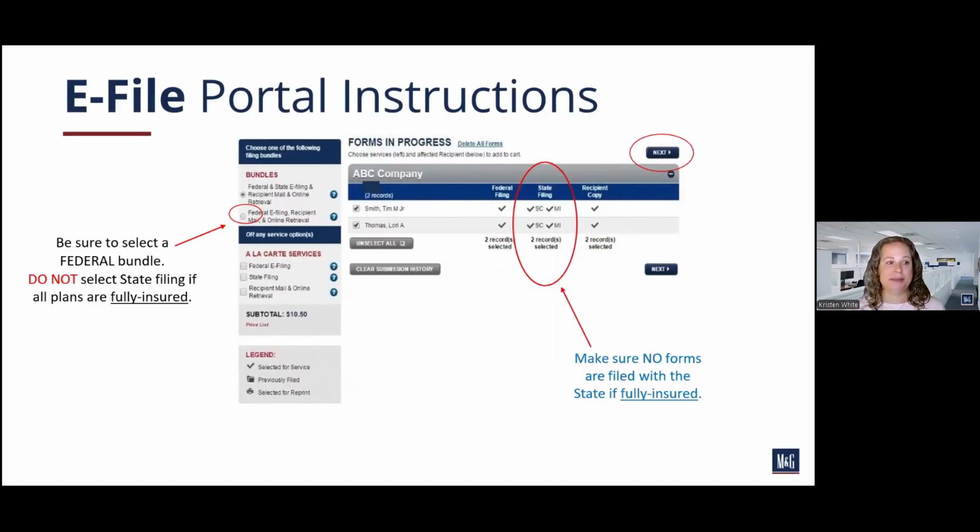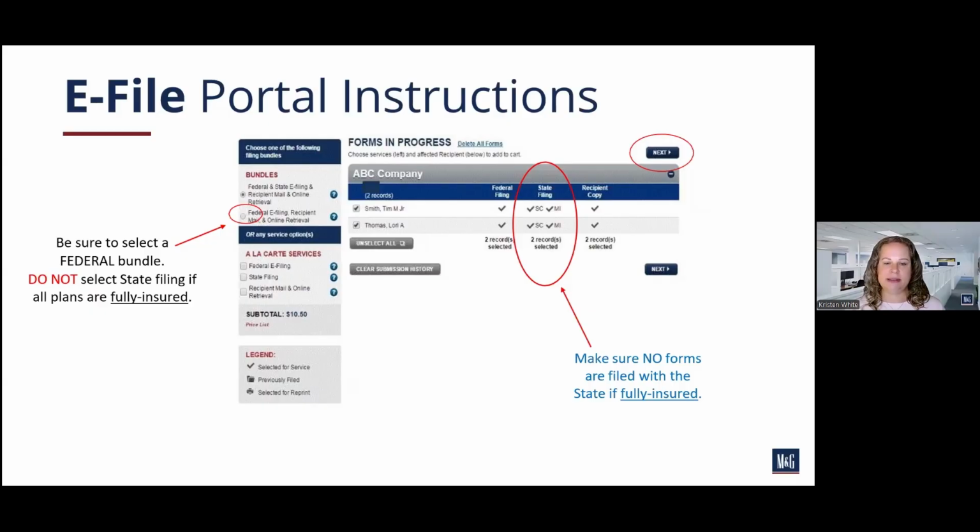So time for a reminder about state filing. California and a few other states have requirements to receive ACA reporting. However, fully insured plans and medical carriers will handle that. So the employer only needs to do it if they have a plan that is not fully insured.